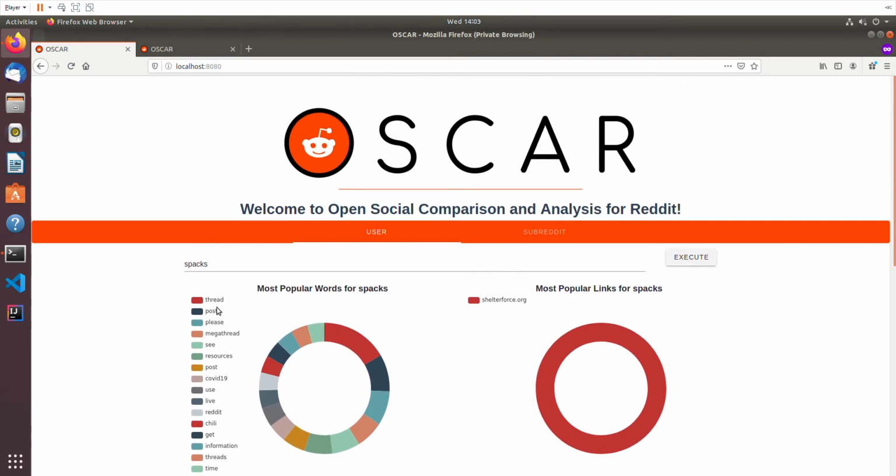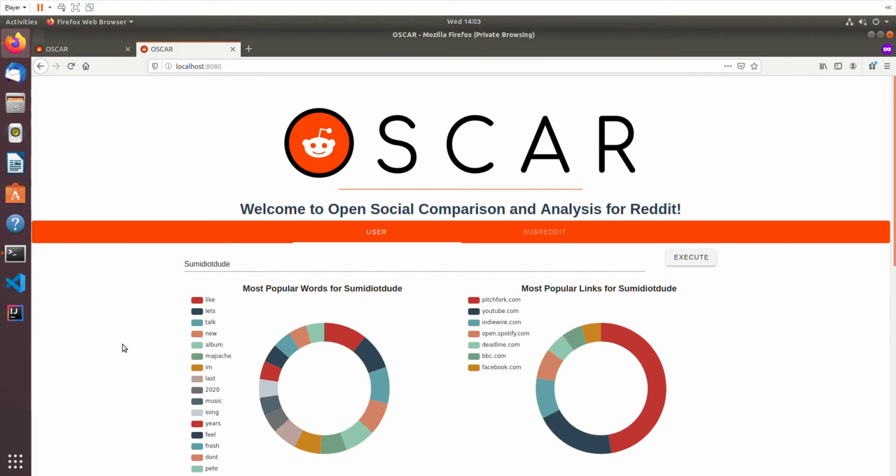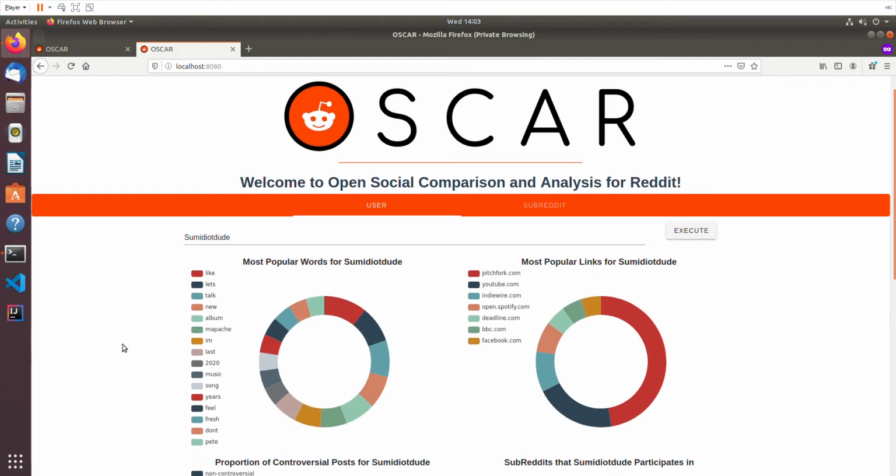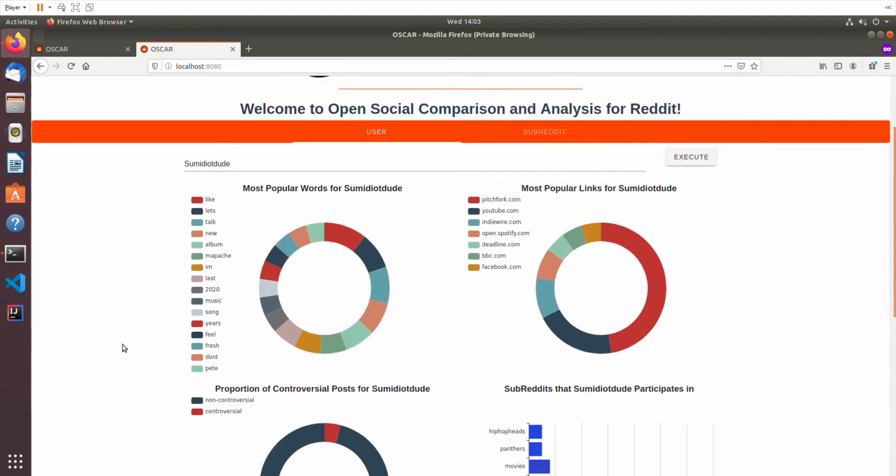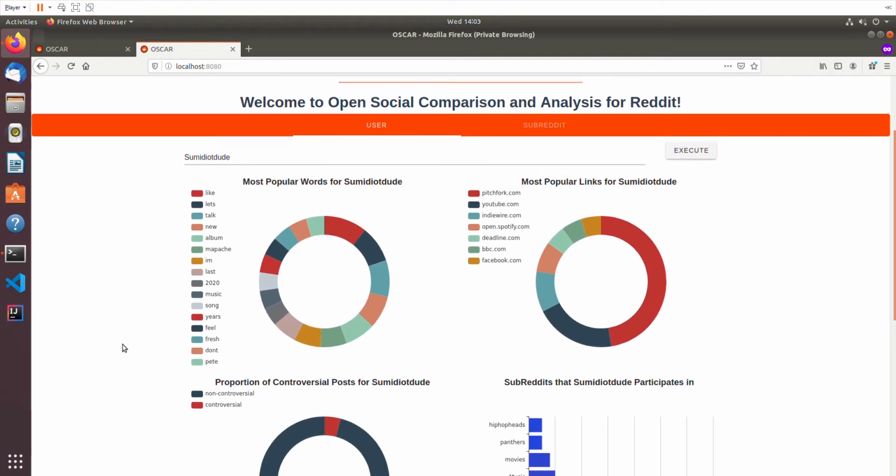So now we'll go look at another user and see how they compare with this one. This is another user called Some Idiot Dude, and as you can see, his most popular words are very different than the last user we looked at. A couple of the top ones aren't too interesting, but we can see that he uses the words album, music, and song a lot. So it seems that he posts a lot about music.